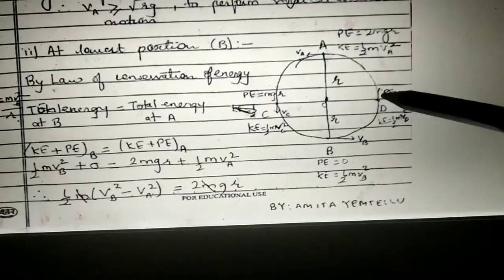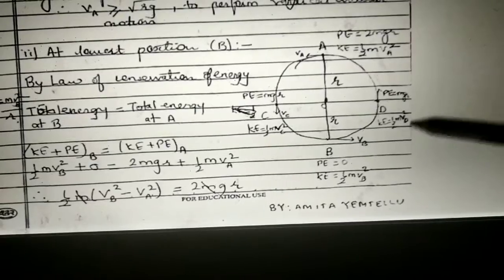Now come to point D. Potential energy will be mgr, using your basic definition mgh, but the height covered when the bob moves and comes over here is R. So the formula will be mgr. Kinetic energy will again be half m vd square. Whatever velocity is acquired here, substitute in that formula.